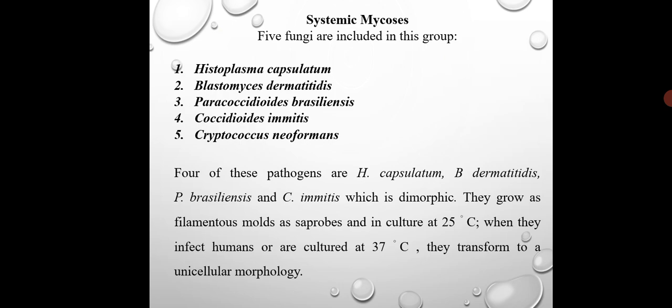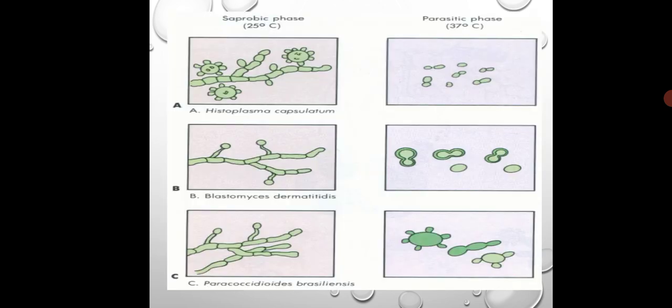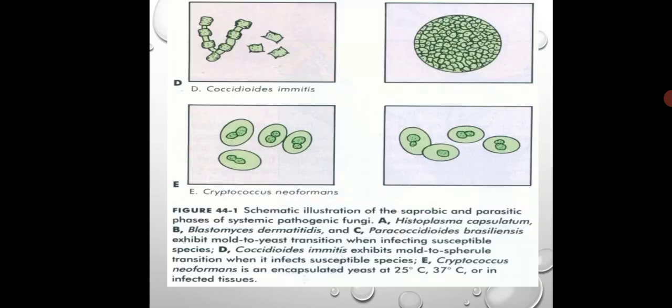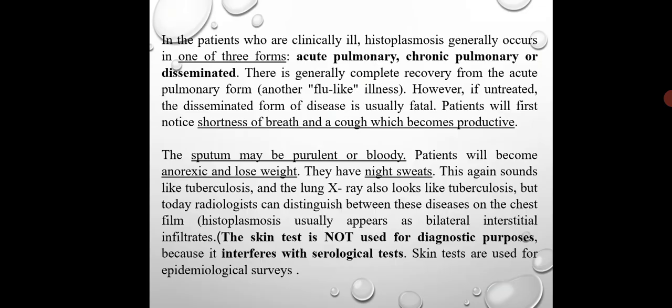So when they infect the human being at the temperature of 37 degrees Celsius, they transform into yeast cells, that is the unicellular stage. And this image shows the different fungi, both the mold form as well as the yeast form. The second image: in a patient who is clinically infected with histoplasmosis, generally one of 3 forms occurs. Either acute pulmonary infection, or the next stage called chronic pulmonary infection, or the more serious form called the disseminated form.